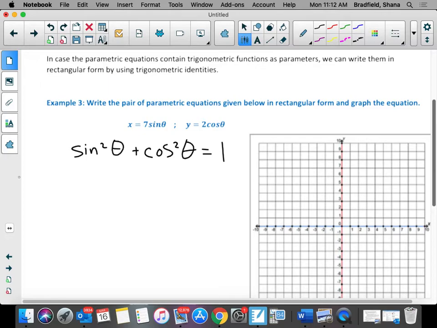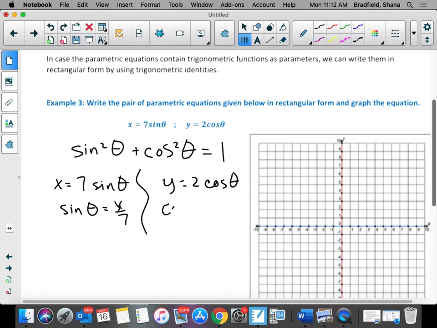So what I'm going to do is solve for sine theta and cosine theta. I'm not going to solve for theta, but I want sine theta, because that's what I'm going to replace in the equation. So I'm going to divide by 7, and I get sine theta is equal to x over 7. And then for the y equation, I'm going to solve for cosine theta. So dividing by 2, I get cosine theta is equal to y over 2.